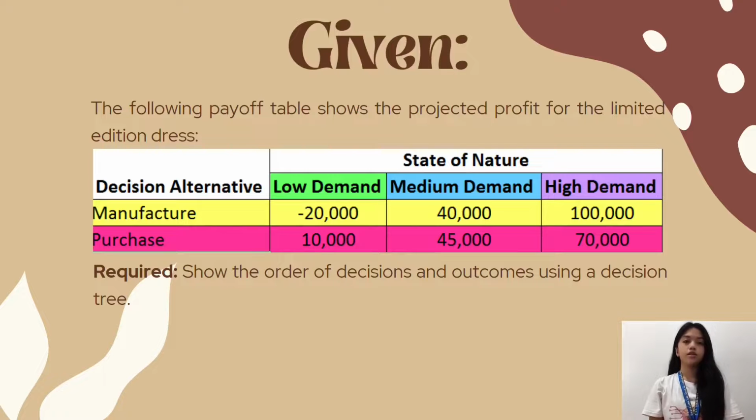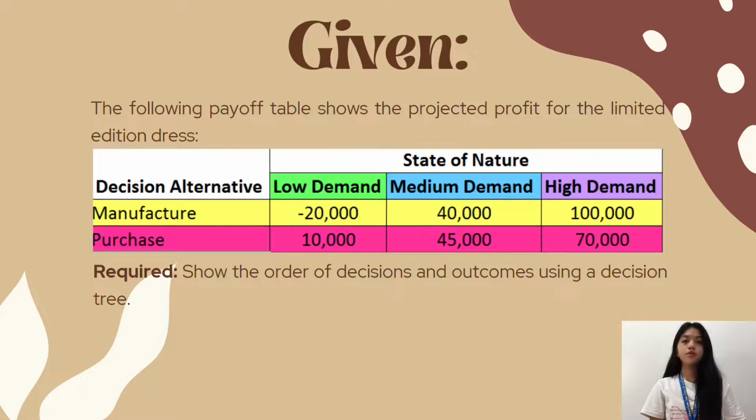The decision alternatives are to manufacture or purchase the accessories needed for the limited edition dress. As you can see on the slide, manufacture is highlighted by color yellow, while purchase is highlighted by color pink. The following outcomes are low demand, which is highlighted by color green, medium demand, which is highlighted by color blue, and high demand, which is highlighted by color violet.